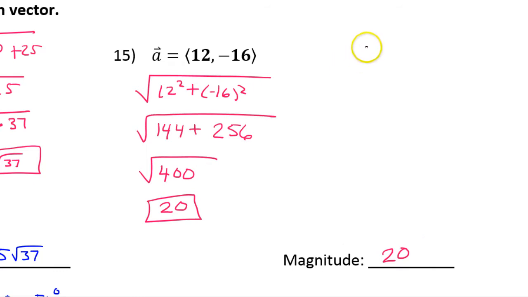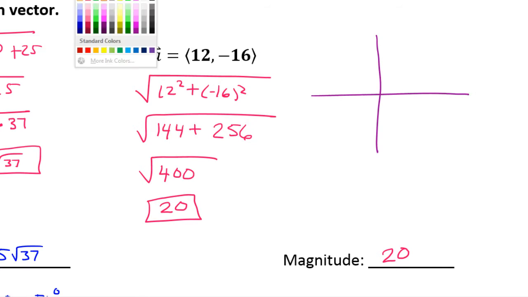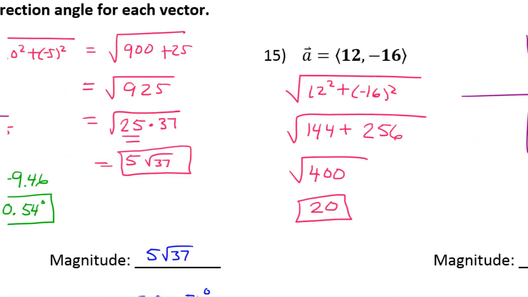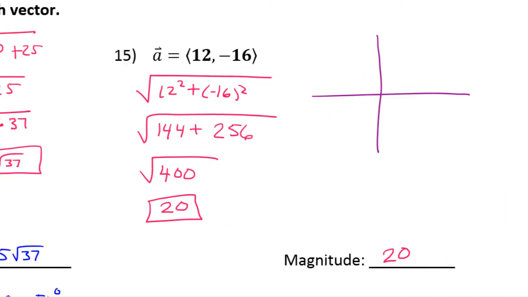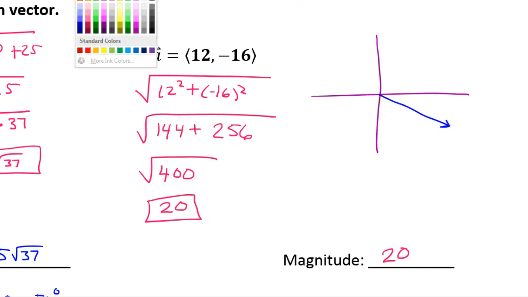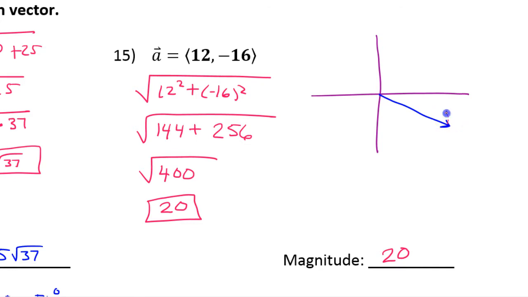For the direction, we will need a sketch, or at least that would be very helpful. So 12 to the right and 16 down again puts us in the fourth quadrant. Interesting. So I'm just going to draw my vector into the fourth quadrant. Alright, and then I'm going to show the triangle that is formed with 12 to the right and 16 down.